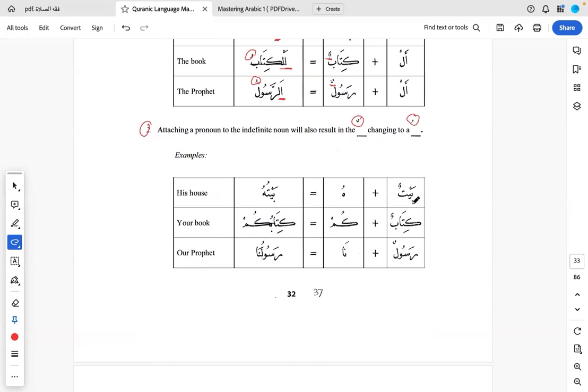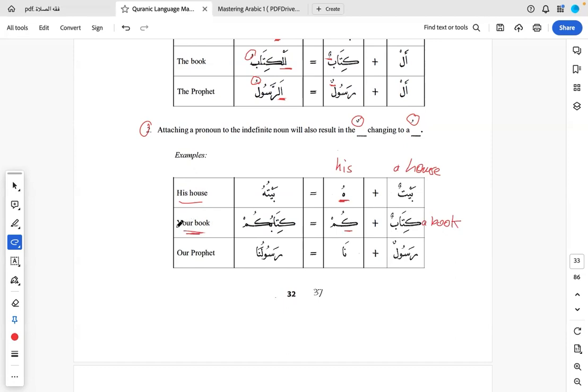So baytun, that is a house. Now we are adding this ha with a dhamma, which means his. So no tanween at the end of bayt anymore. Only one dhamma, it is going to be baytuhu, his house. Kitabun, a book. Adding kum, which is your plural, masculine or mixed gender. So it's going to be kitabukum, your book.